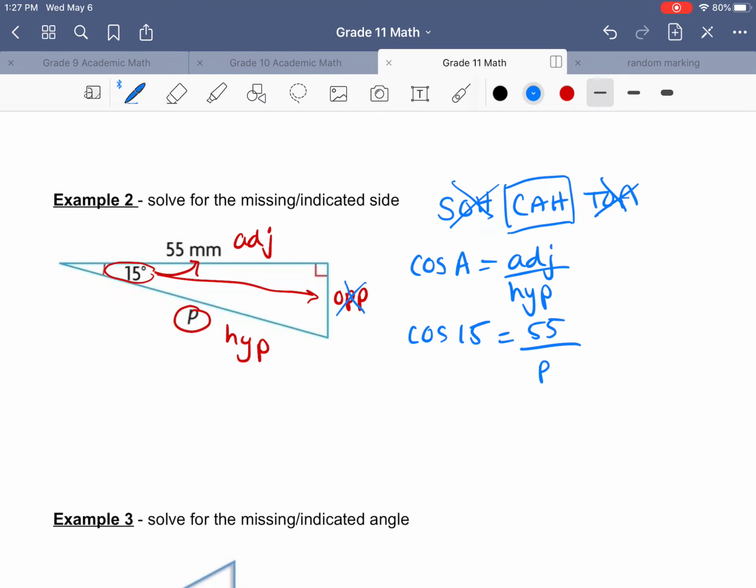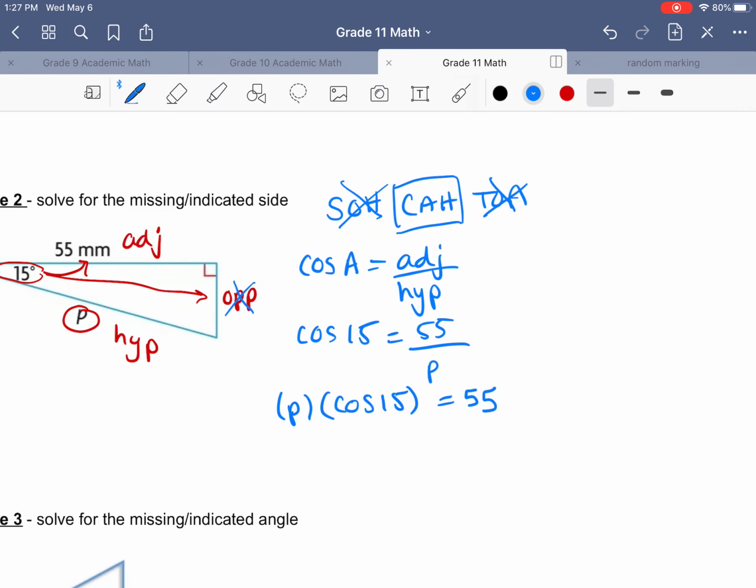So we need to get lowercase p by itself. Now on the right-hand side, we have division happening because we have 55 divided by p. So that means we want to use the opposite operation on the other side to start to get p by itself. So we're going to have p times cos 15 is equal to 55. Now, this doesn't get us p by itself. We're not quite there yet.